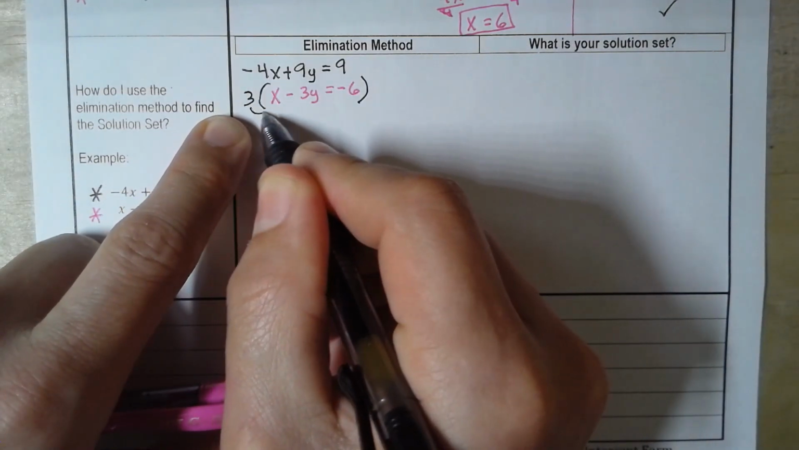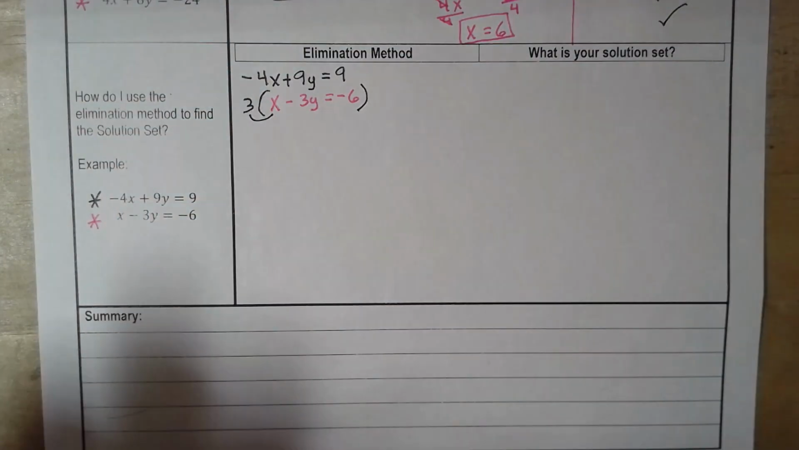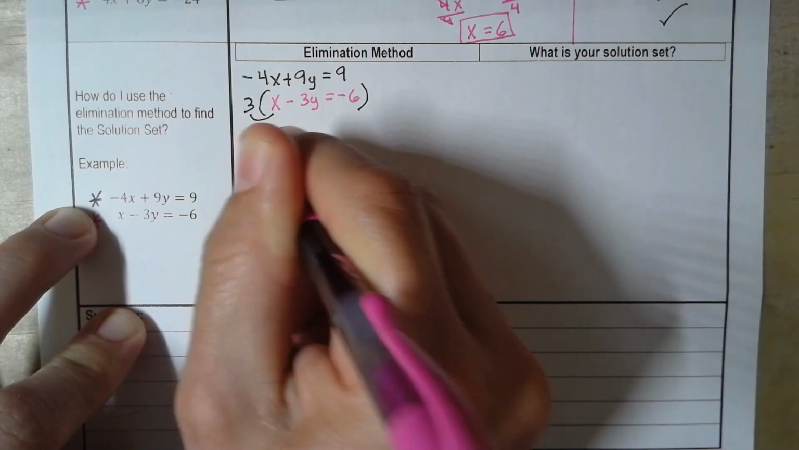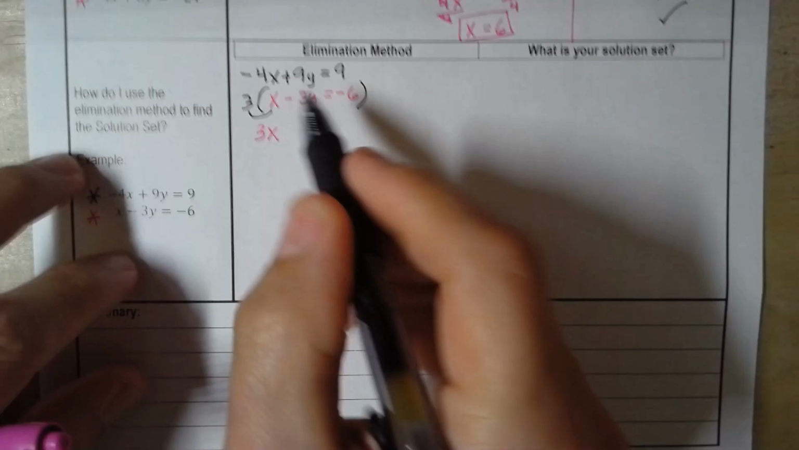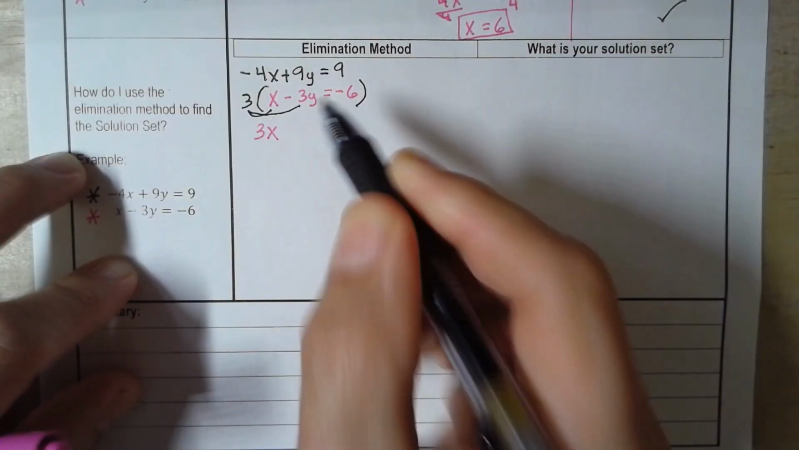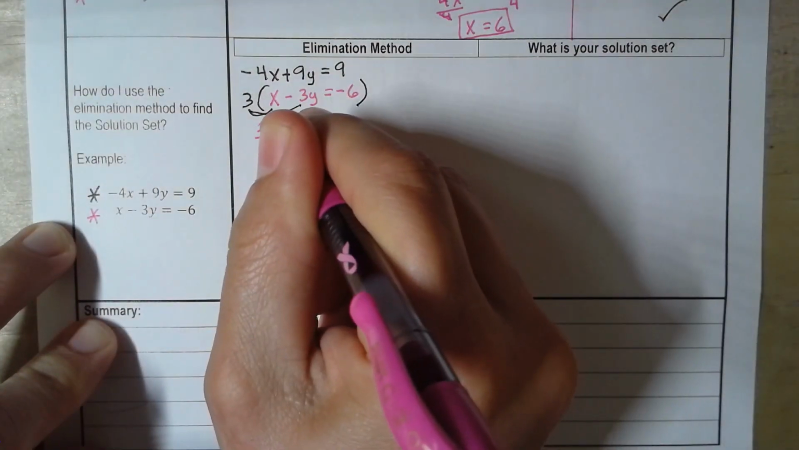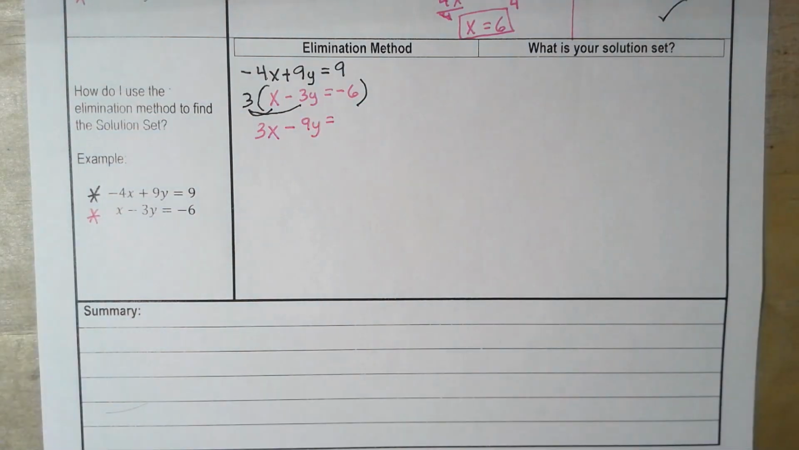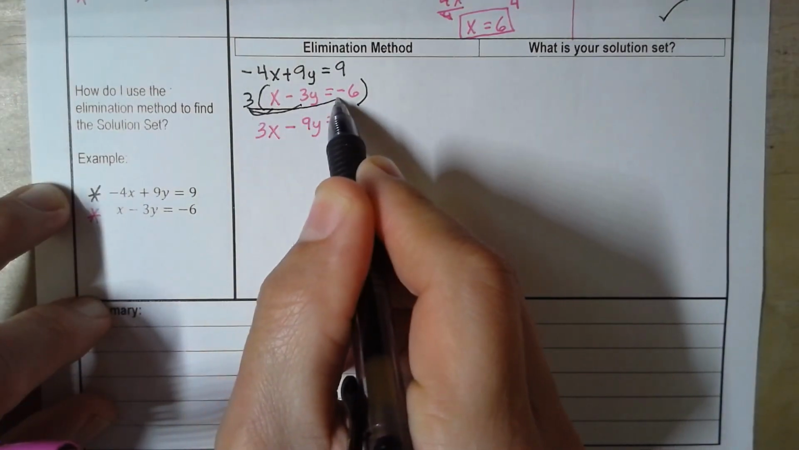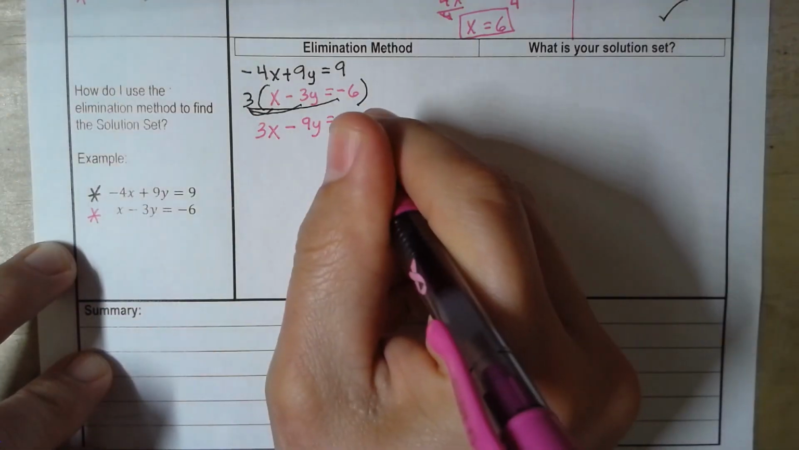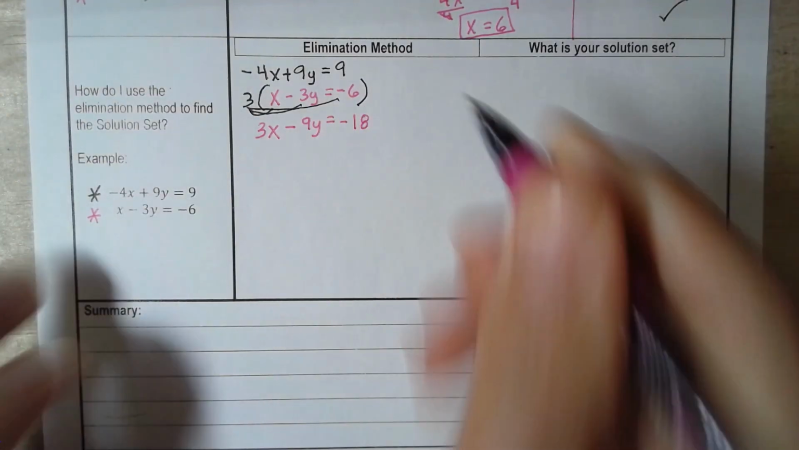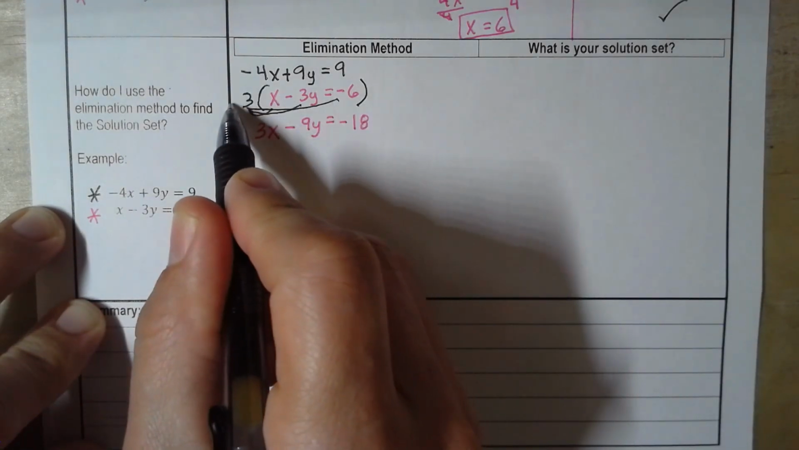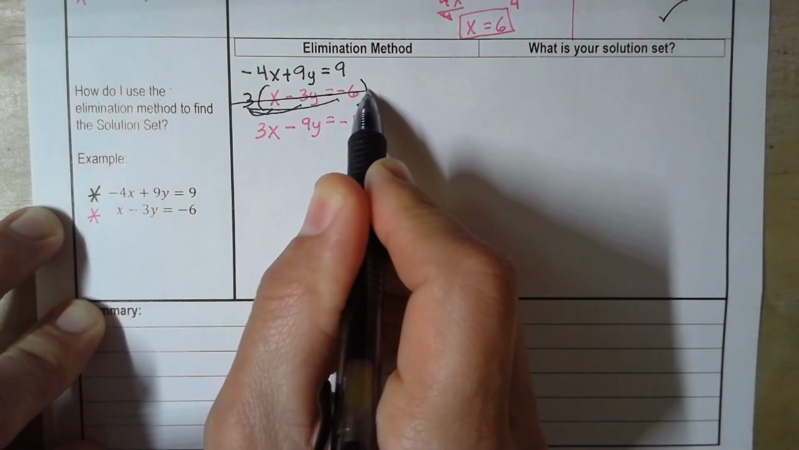Now I'm going to say 3 times x. That's going to give me a positive 3x. I'm going to take 3 and multiply it by negative 3y. That's going to give me a negative 9y. And then I'm going to take that 3 and multiply it to the negative 6. And that's going to give me a negative 18. Now that I've got a new equation, because I've multiplied everything by 3, I'm going to draw a line through it so that I know not to use that anymore.